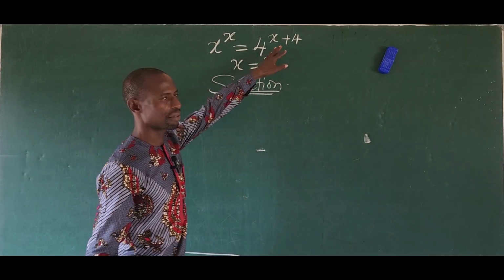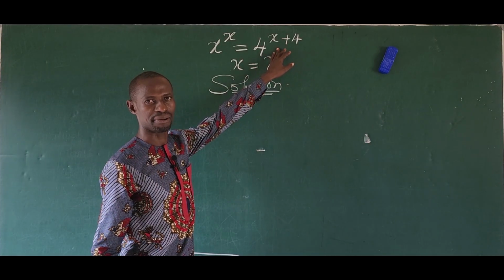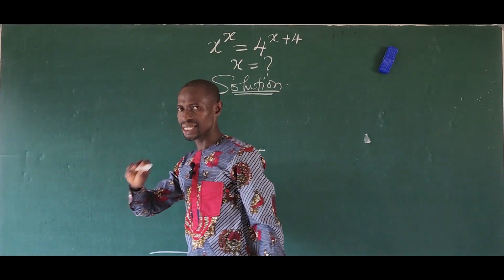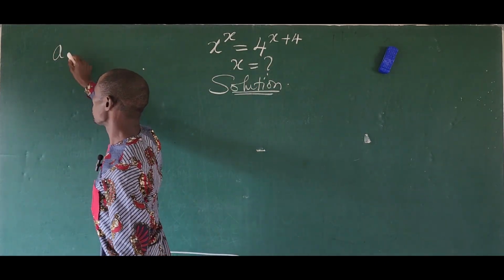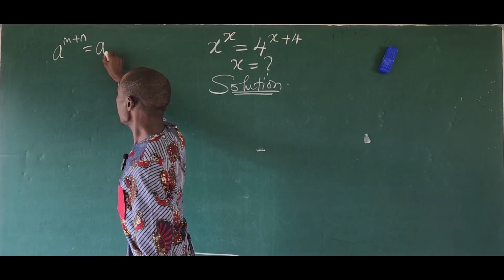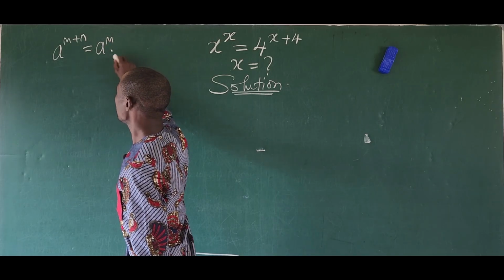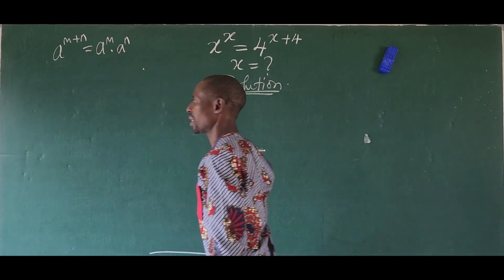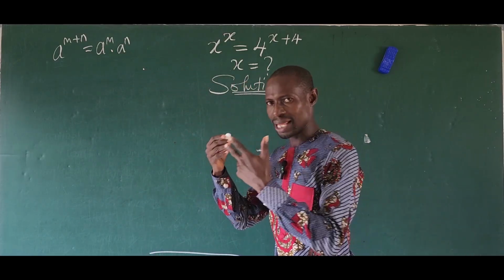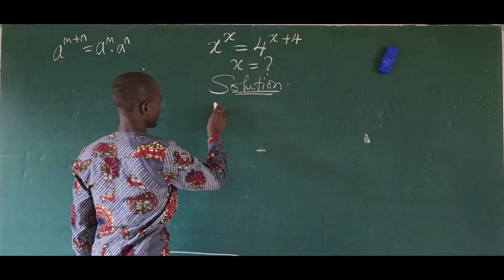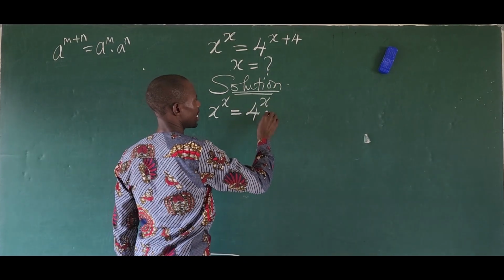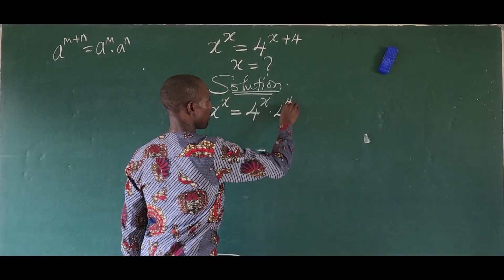All right. So we just have to rewrite the right-hand side of the equation, applying the law of indices. The first law we're going to apply says that when you have a to the power of m plus n, this is equal to a to the power of m times a to the power of n. So we are having the bases to be the same, and so we have a multiplication there. We add the powers. So we rewrite this. This is going to give us x to the power of x equal to 4 to the power of x times 4 to the power of 4.